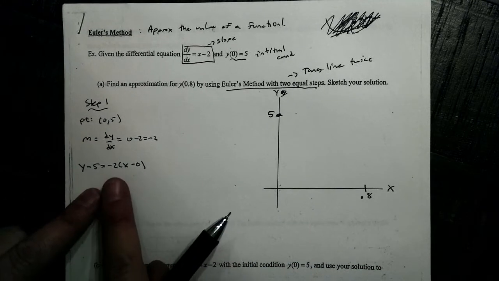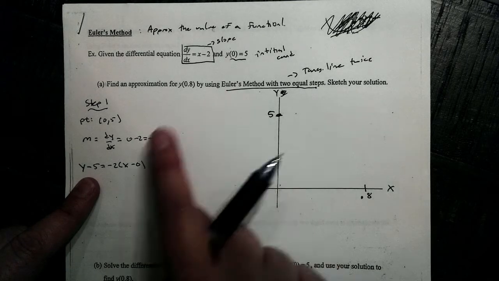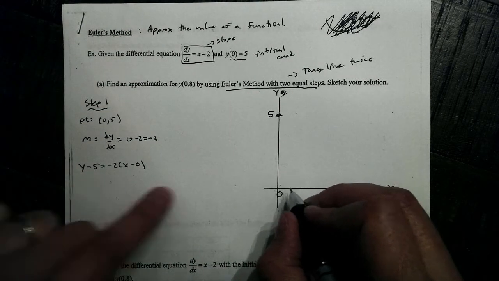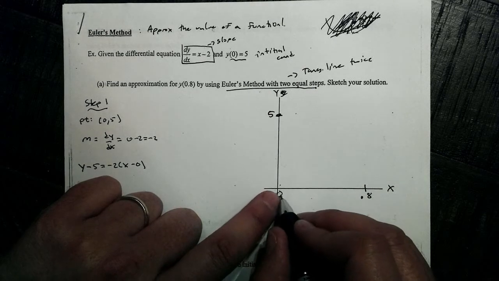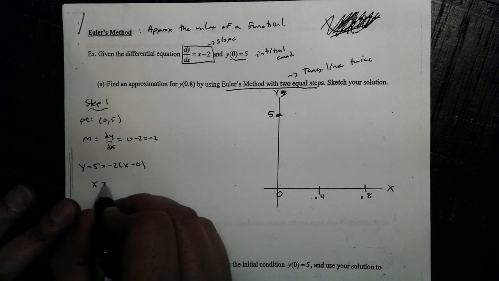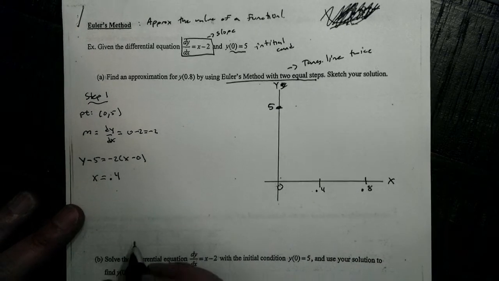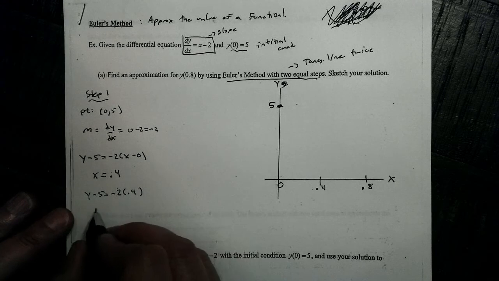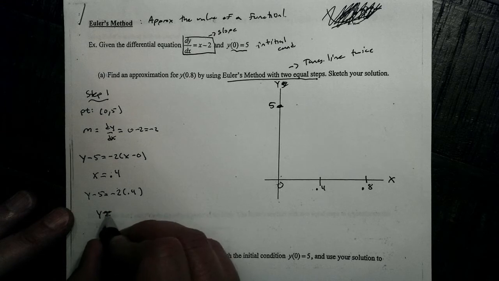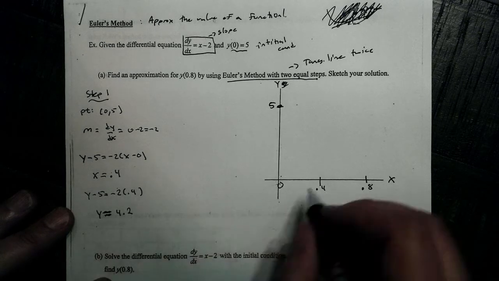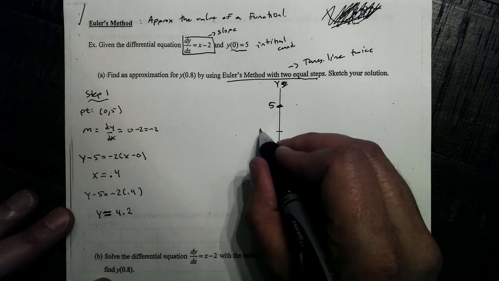Now here's where everything differs. Like we said, in a normal tangent line, we would just plug in 0.8 and be done with it. But starting at 0, we want to go two equal steps. So I'm going to go in between 0 and 0.8, at 0.4. And I'm going to find this value first, x equals 0.4. Plugging in, we get y minus 5 equals negative 2 times 0.4 minus 0, which is just 0.4. And you can solve this. This becomes y equals 4.2. So at 0.4, we are now at the value 4.2.